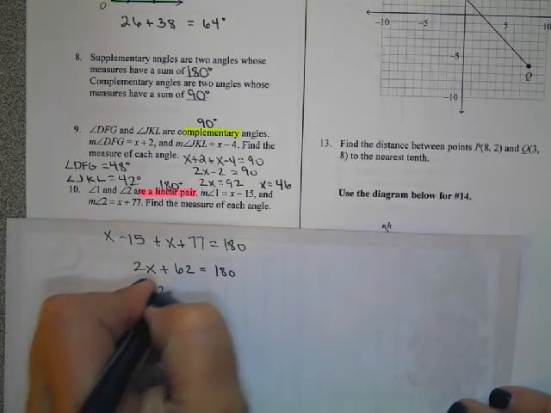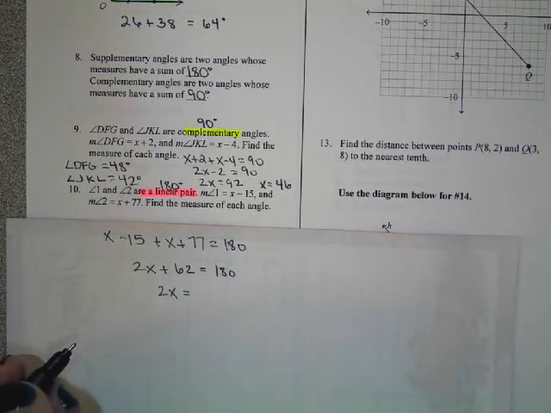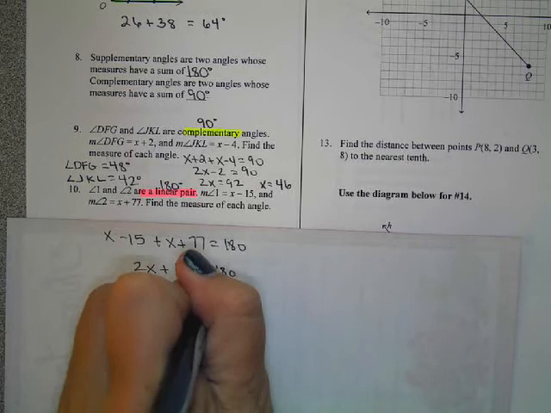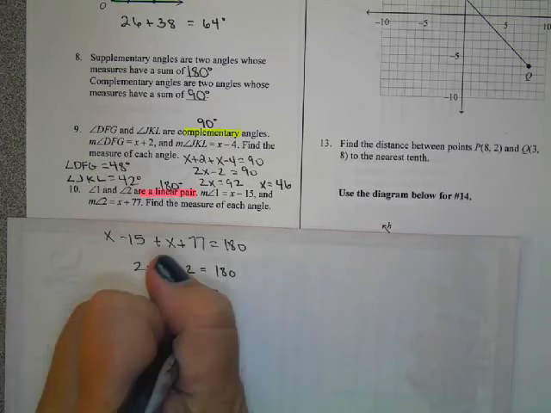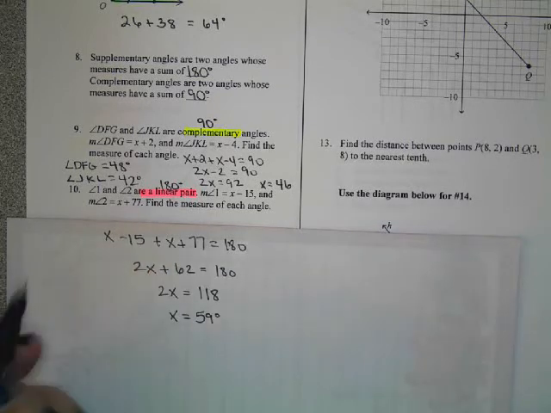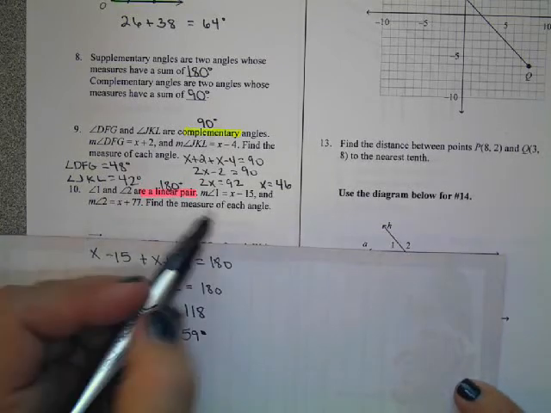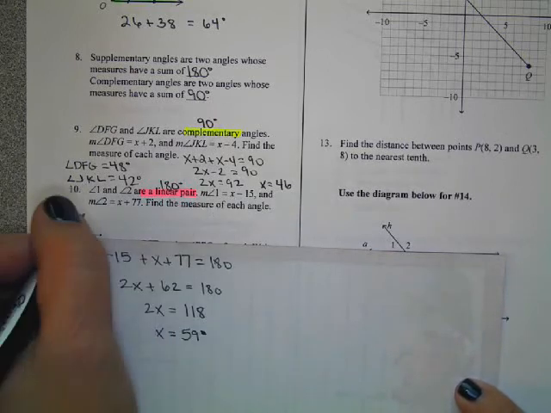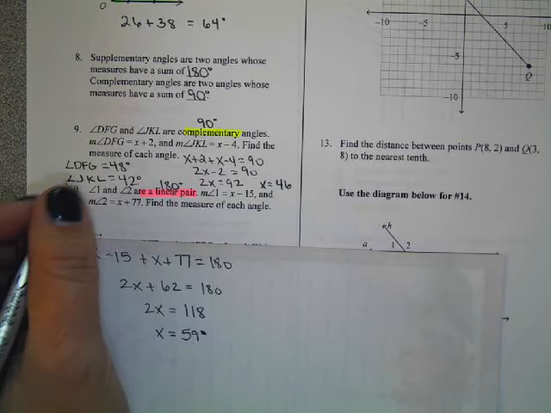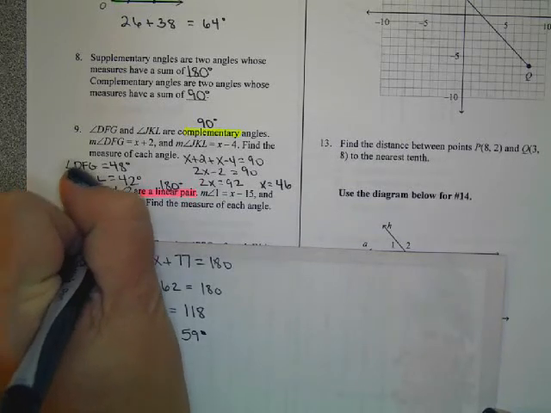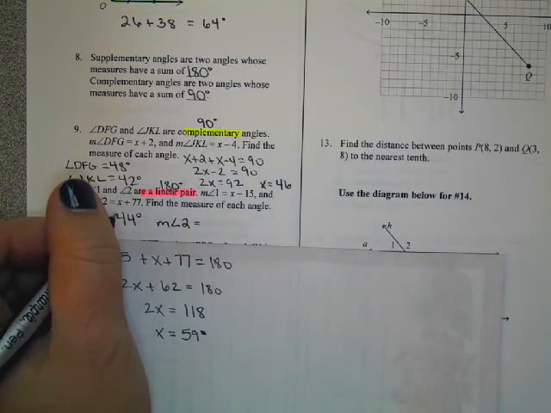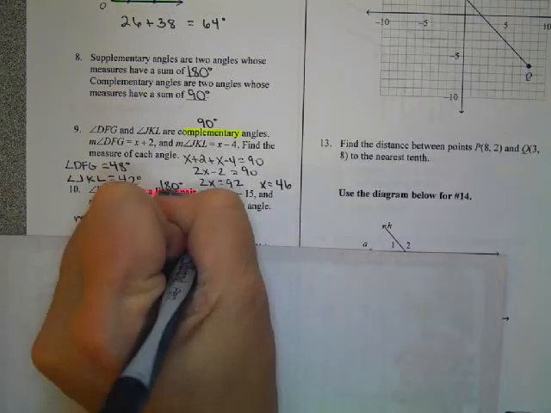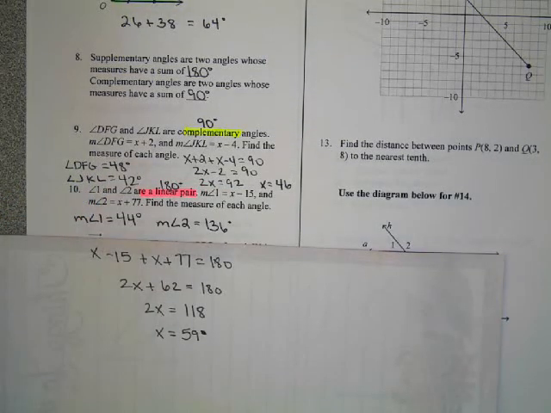Subtract 62. 2x equals 118. Divide by 2. X equals 59. That's not the degree. You can't stop there. So the first one is we do 59 minus 15. So the measure of angle 1 equals 44 degrees. And the measure of angle 2, 59 plus 77, 136 degrees. So that concludes part 1 of the review video.